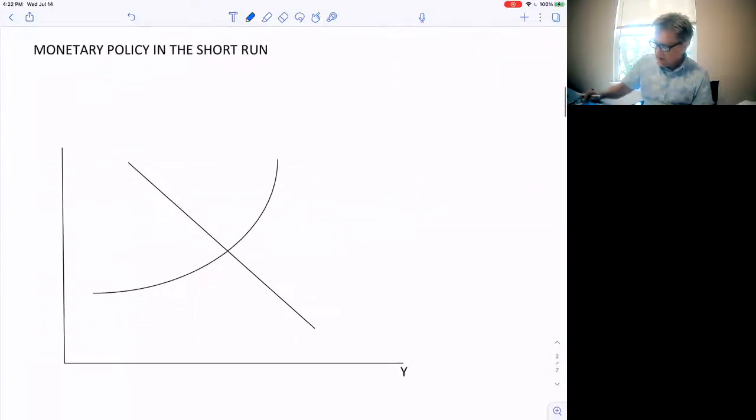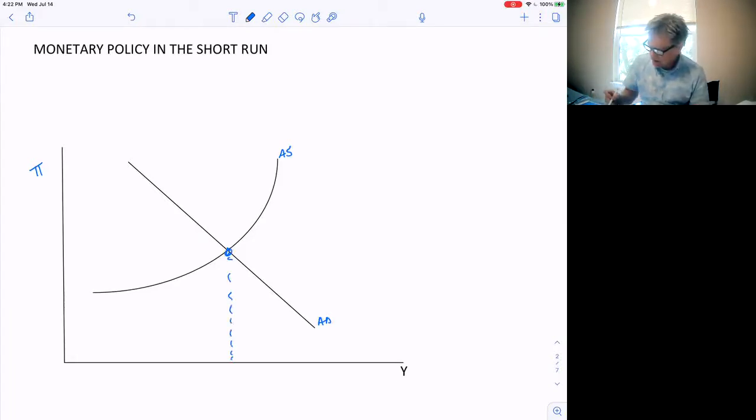Okay, now let's take a look at monetary policy in the short run. We use the Keynesian macroeconomic model, aggregate demand, aggregate supply. We've got some equilibrium here. We'll call it pi star, the asterisk, and output y star.